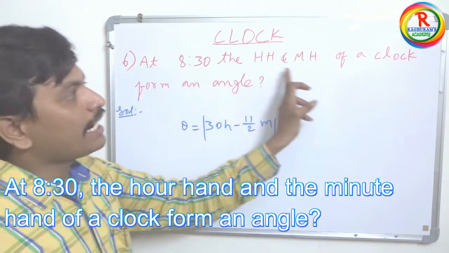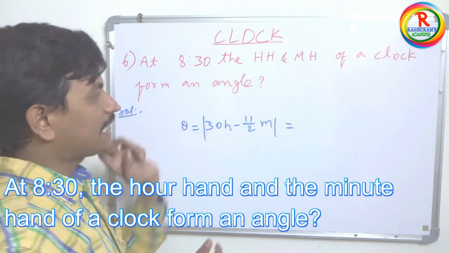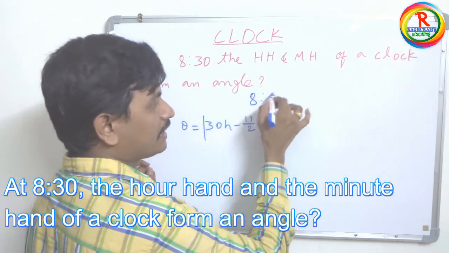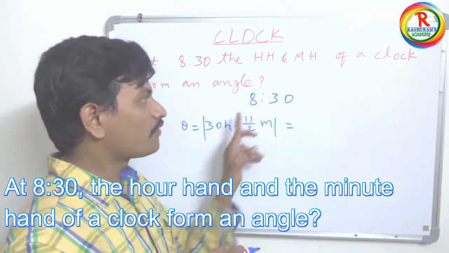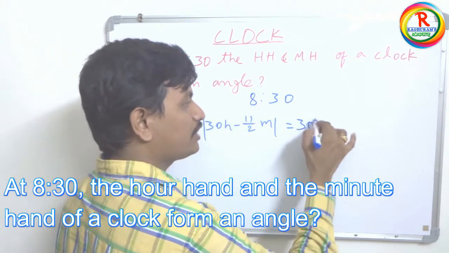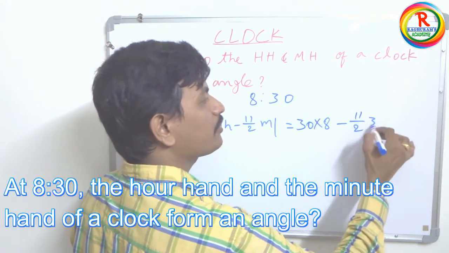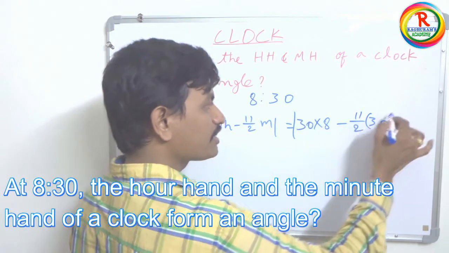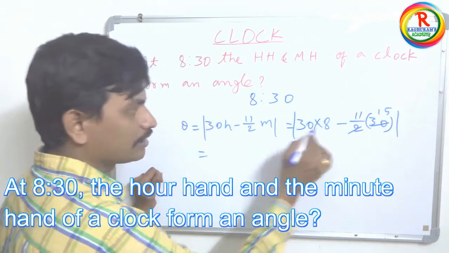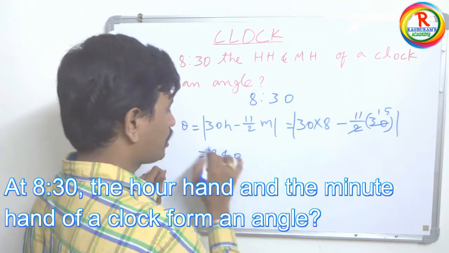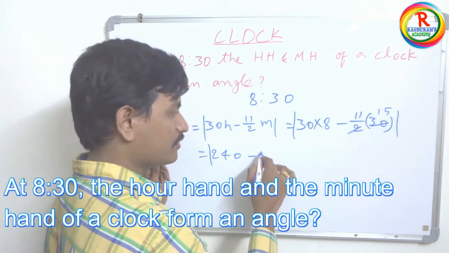At 8:30 the hour hand and minute hand of a clock form an angle. Same type of problem. So at 8:30, we have only one formula, 30h minus 11 by 2 m. So what is the hour? H. So 30 into 8 minus 11 by 2 into 30, modulus of. So here it is exactly divisible: 15, and 8 threes are 24, that is 240. 240 minus 15 elevens is 165.